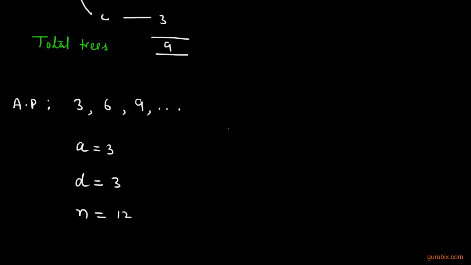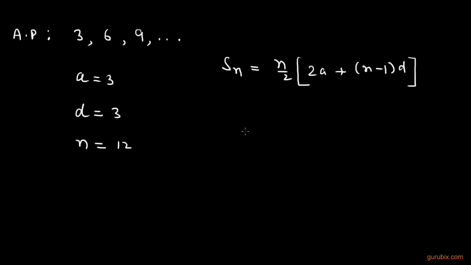So we have to find the value of Sn, that is n over 2 multiplied by 2a plus (n minus 1) into d. Now we shall put the values of n, a, and d in this formula. n is 12, so we can write 12 here, and a is 3, n is again 12, and d is 3.